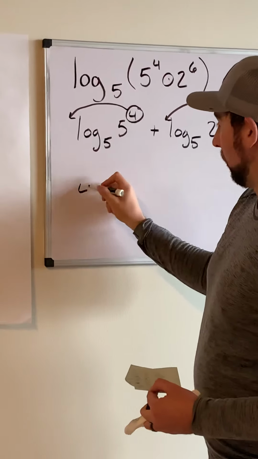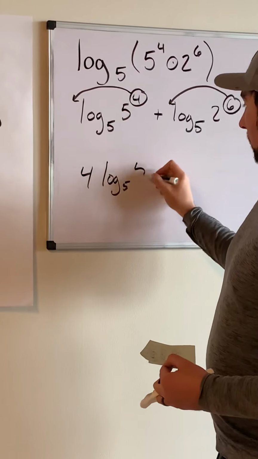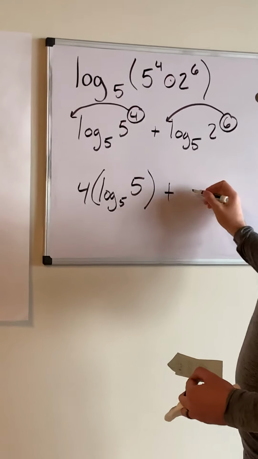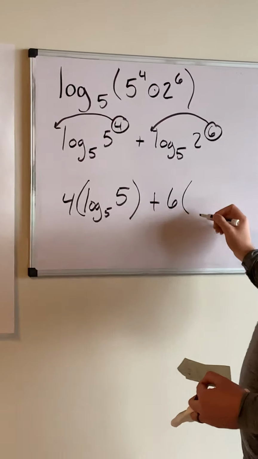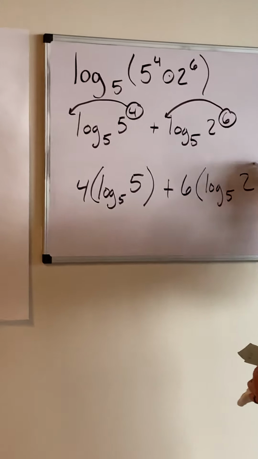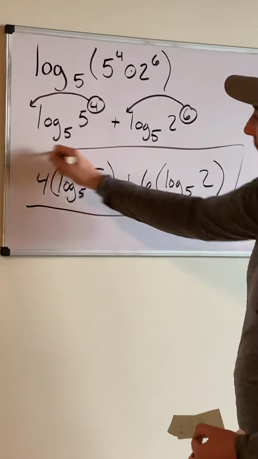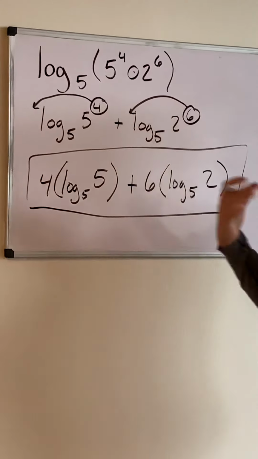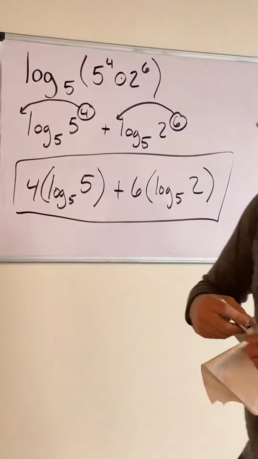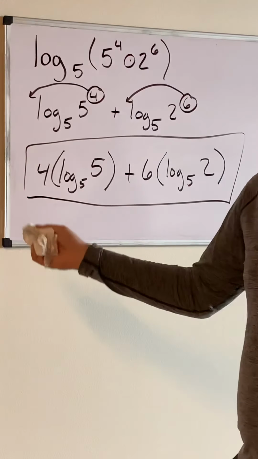So I have 4 times log base 5 of 5, plus 6 times log base 5 of 2. Final answer right here. This is just expanding. So you're just going through the expansion. I've got one more example of expanding, and then we'll do some contracting.